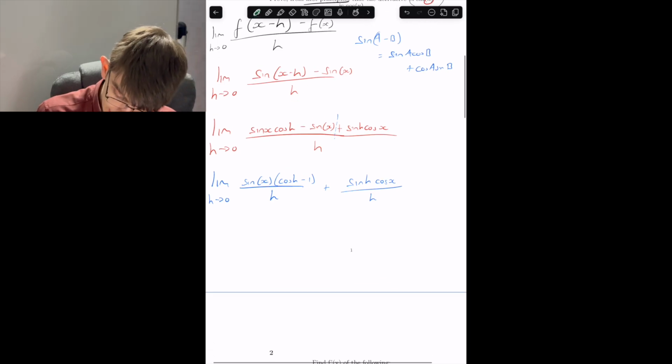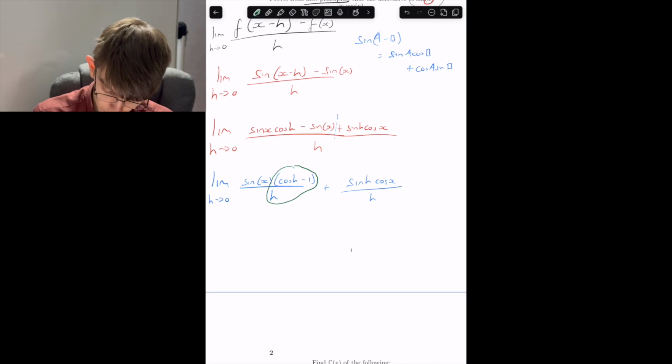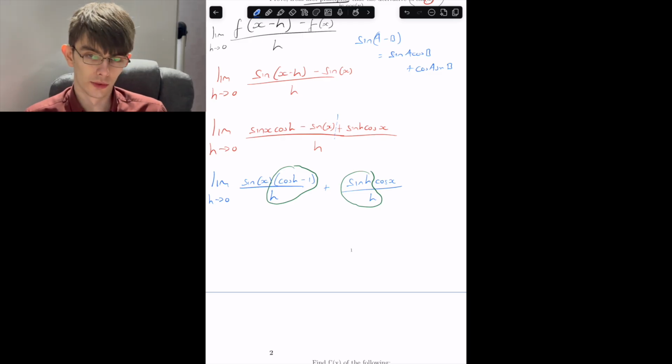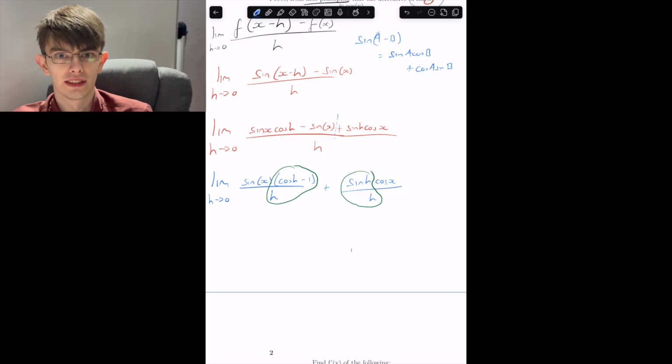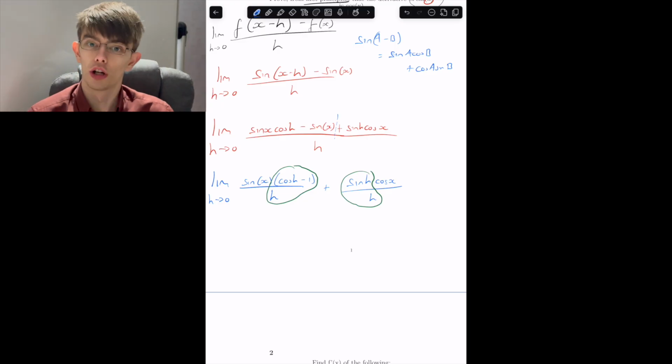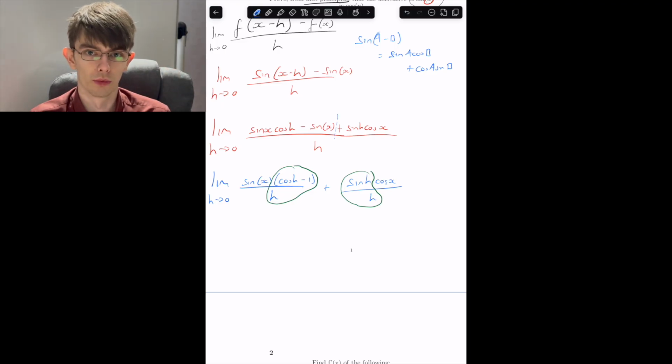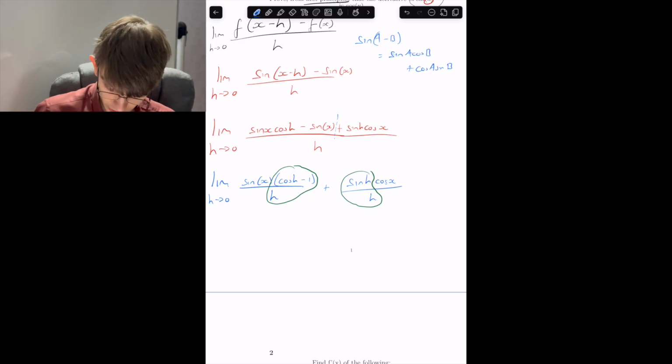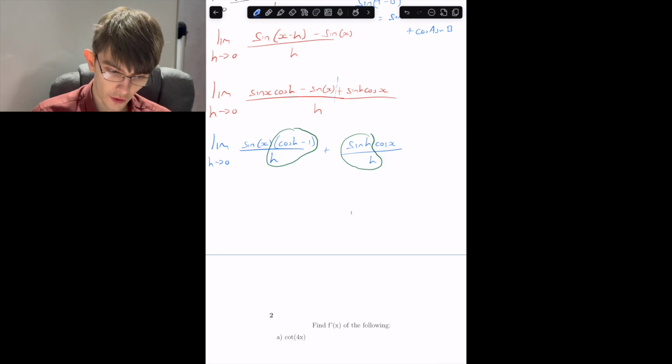The reason I'm doing this is because here, this cos h minus 1 over h, and here, this sine h over h have approximations. If you're doing A-level in the UK, then you will be given these approximations in the exam, okay? If not, go back, watch my video on them. I do go into these approximations in detail. But if you're in the UK doing A-level, you will be given them. Those approximations are that cos h minus 1 divided by h, as h tends to 0, is 0, okay? And sine h over h, as h tends to 0, is 1.